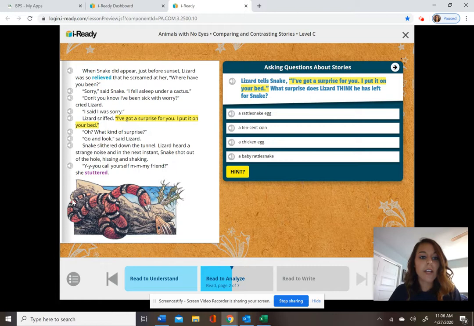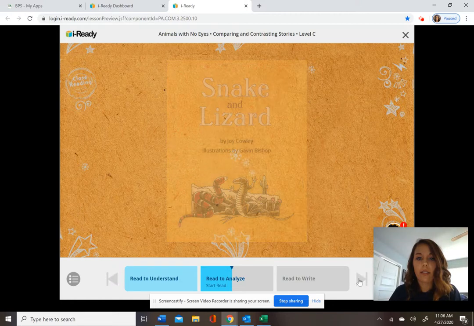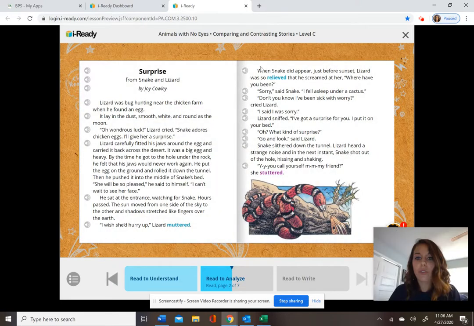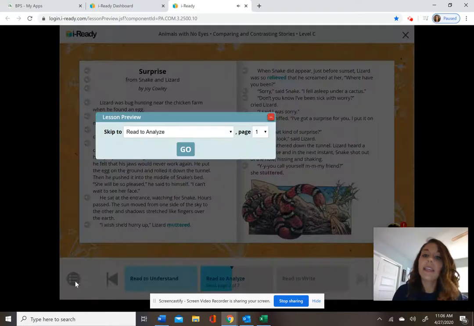Yes, it's a her. So if we go back to the page, we want to figure out, what did Lizard leave for Snake? What did he think about giving her? It says here on this page, I'll give her a surprise. So you need to figure out, what does he think he's giving her? Because it's not actually what it is. What does he believe he's leaving her as a surprise? Lizard tells Snake, I've got a surprise for you. I put it on your bed. What surprise does he think he's left?